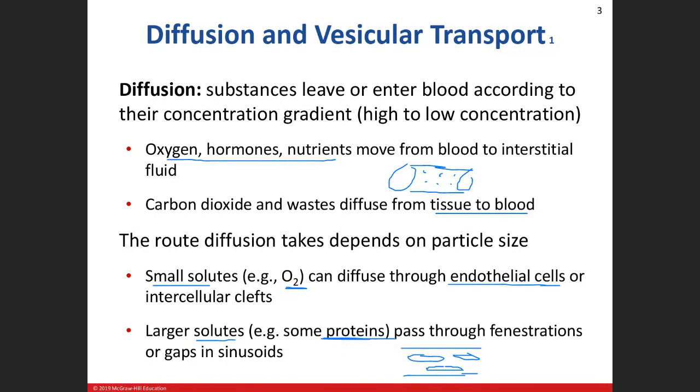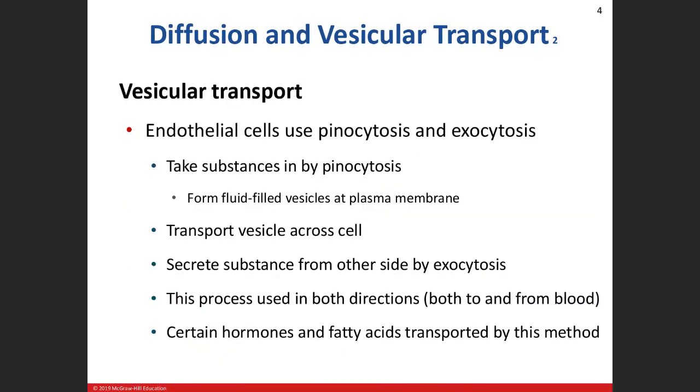So let's talk about another way to move through cells or by cells, and that's vesicular transport. Well, guess what? Vesicular transport is an active process. That does require some energy. But there are two components, pinocytosis and exocytosis. Pinocytosis, remember we called that cell drinking? Phagocytosis was cell eating. That's the Pac-Man cell. Well, pinocytosis is cell drinking, smaller things, more liquids are involved in pinocytosis.